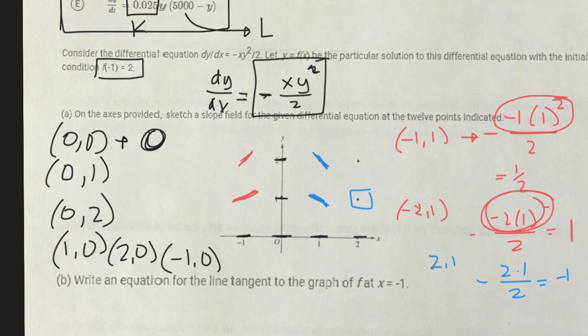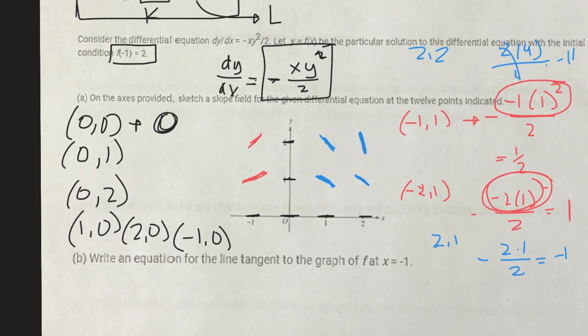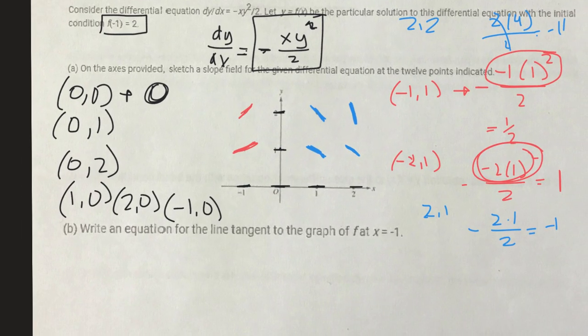Okay, so we're plugging in all of our coordinates into our differential equation, and we're seeing what happens. So at 2, 2, that's 2 times 4 over 2, -4. So this one's going to have a slope of -4. That's going to be pretty steep. Okay, so that's a slope field, right? We got to figure out what the slope is at all of those places.